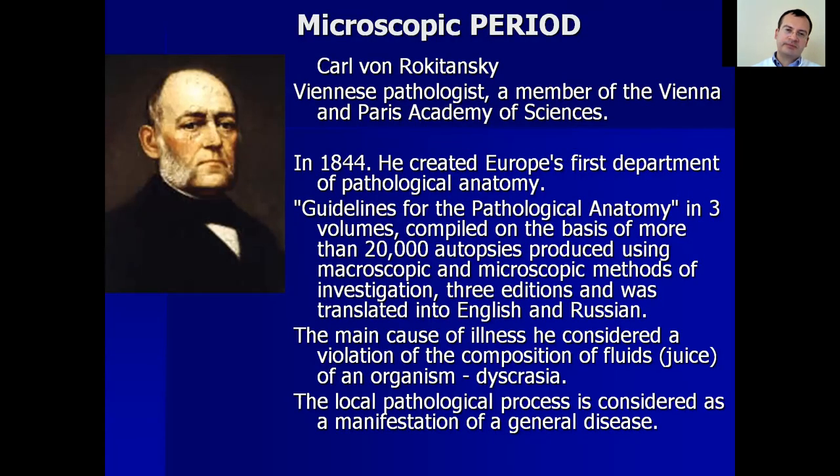Microscopic period. Karl von Rokitansky. He created Europe's first department of pathological anatomy. The main cause of illness he considered a violation of the composition of the fluids of the organism, dyscrasia. The local pathological process was considered a manifestation of a general disease.